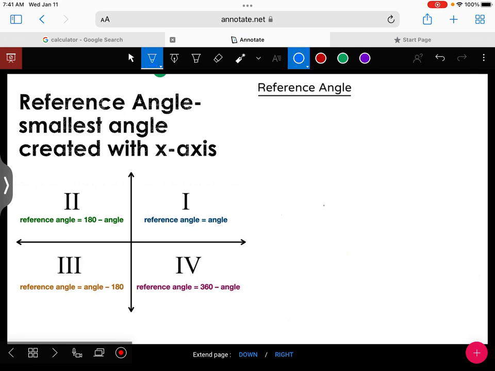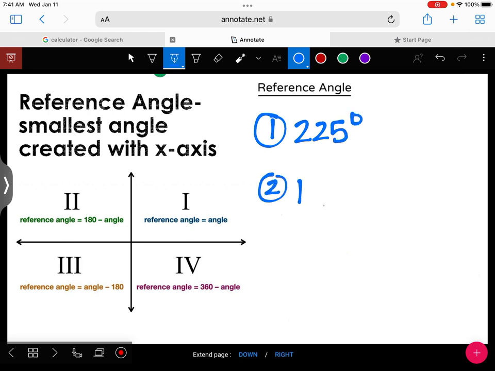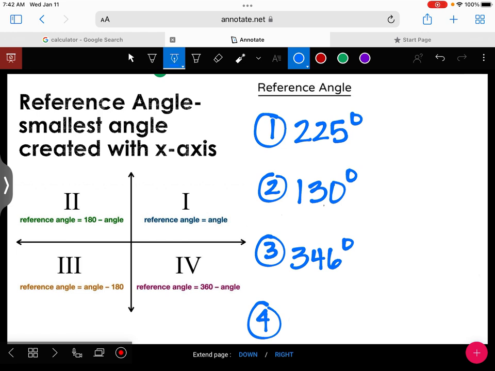Okay, so let's find the reference angle. I want you to use your formulas to find the reference angle for the following angles. For number 1, let's do 225 degrees. Find the reference angle for 130 degrees. Find the reference angle for 346 degrees. And find the reference angle for 50 degrees. So I'll give you a minute to try to find all 4 reference angles.